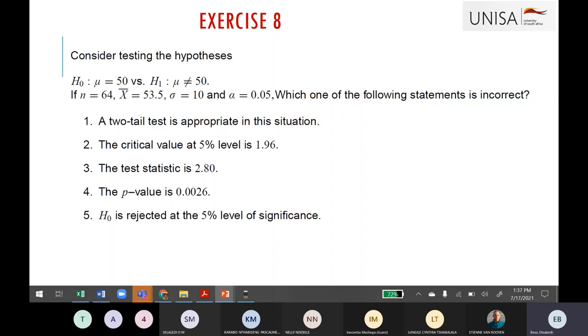Another question. Consider the statements. You're given all the information. Number one, is this a two-tailed test? Yes, it is a two-tailed test. Find the critical value. We're using a two-tailed test, alpha is 0.05. Is this statement correct? Yes, the statement is correct, because by now you should know that for alpha divided by 2, which is 0.025, the critical value is 1.96.